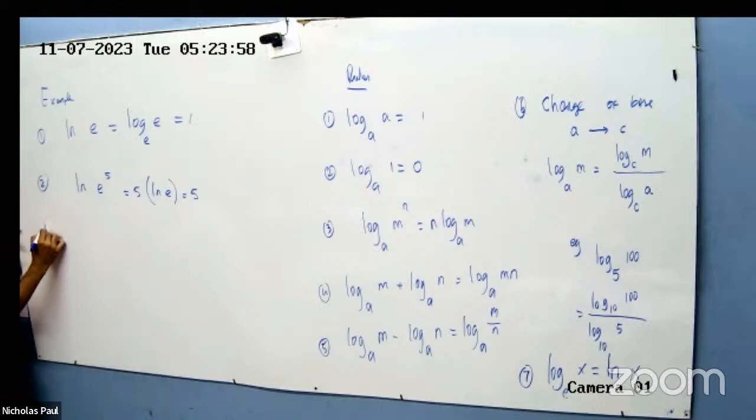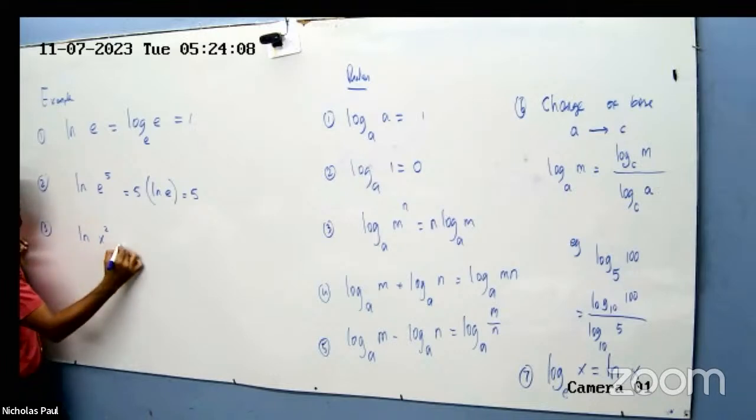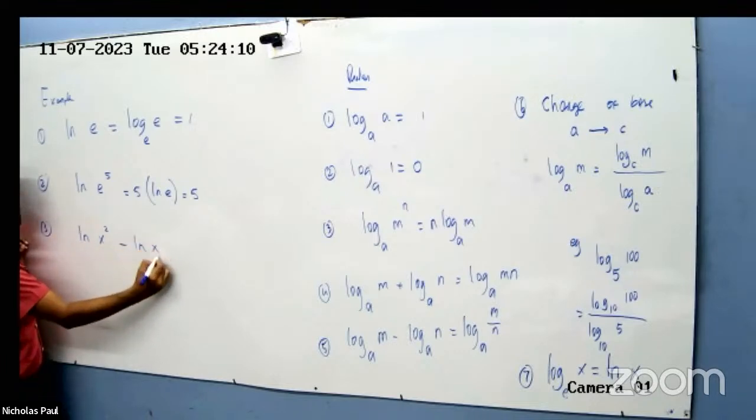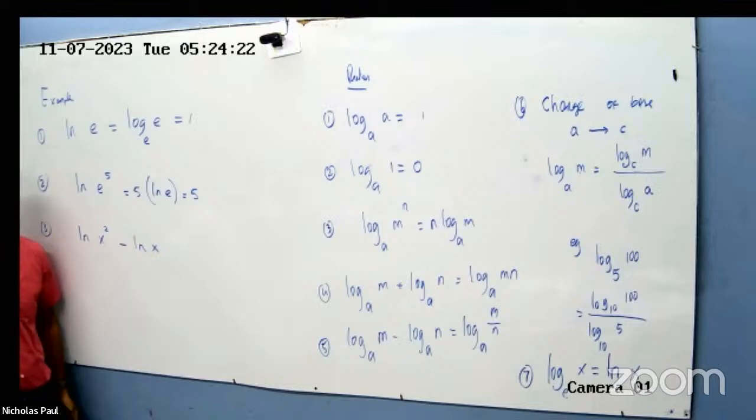That's okay. What about, let's try and simplify this as far as we could. ln x squared minus ln x. Copy it down. Let's try that.